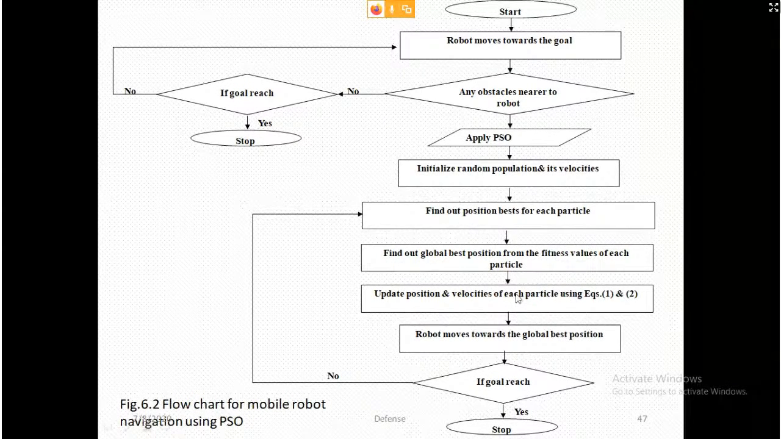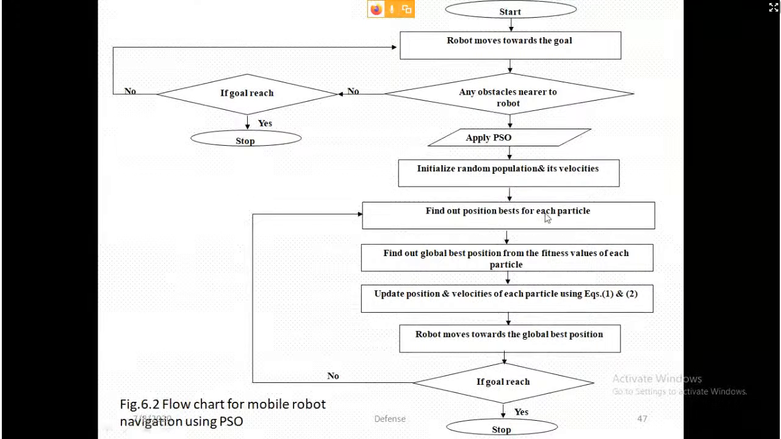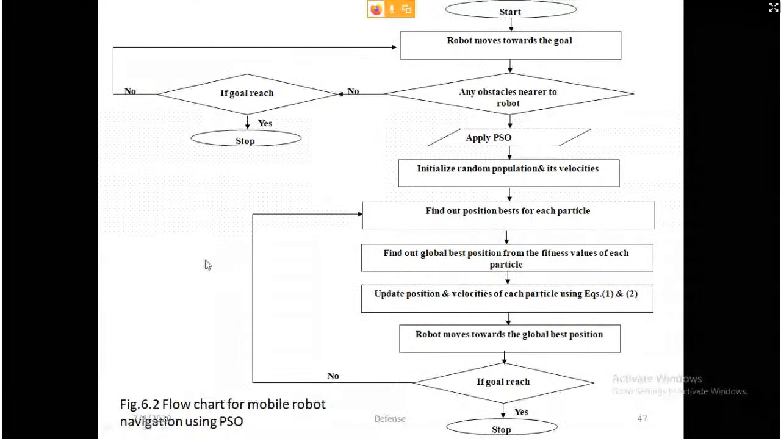Once the global best is found, the robot will move towards the global best position. So now the robot is moving to the next best position. Then it will check whether my target is reached or not. Here the robot reached its target, so it's fine, it will stop. If the robot has not reached it, then another group of particles will be generated and these three steps will be continued until it reaches its target. This is the flow diagram of the working of the developed PSO-based motion planner.